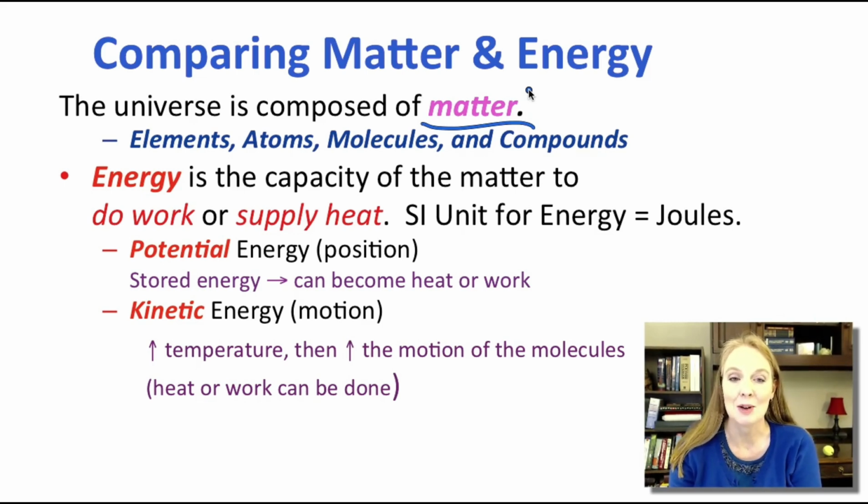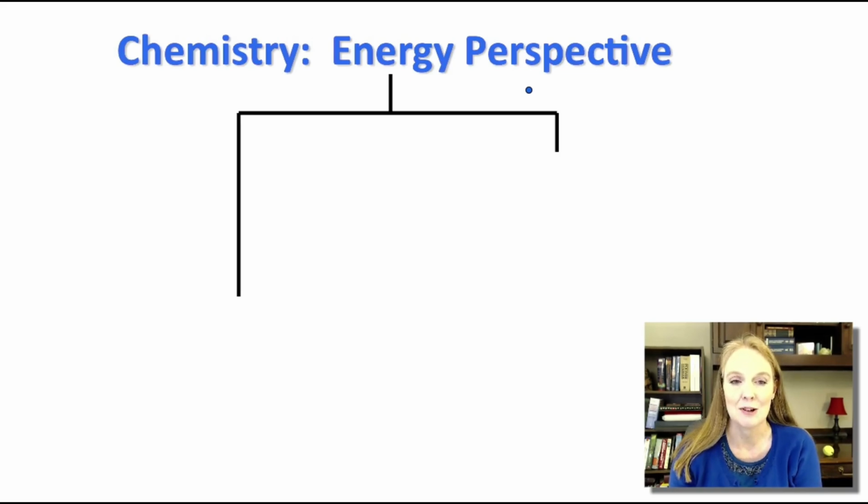Matter is composed of chemical elements which can exist as single atoms, or they can combine to form molecules and compounds. In this lecture, we're considering energy, and more specifically, we're interested in the ways energy can be transferred between objects or systems. From a chemical perspective, there are two different things we need to consider that we'll be looking carefully at in this course.